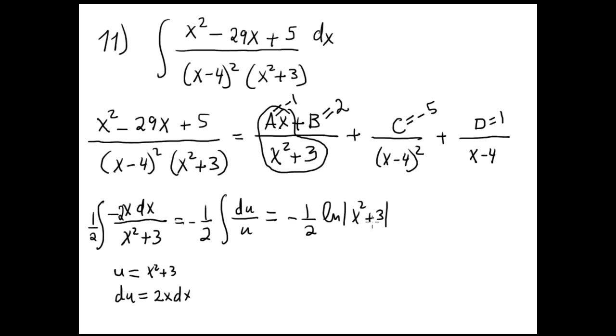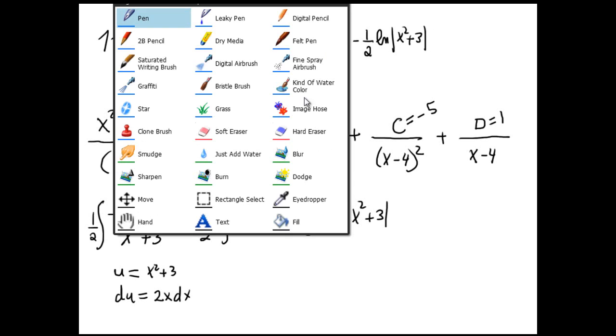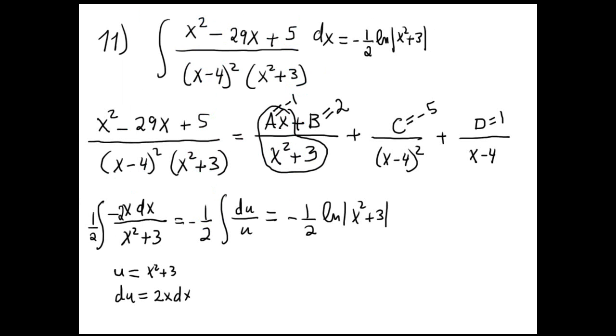Okay, this is my first answer for that part. The answer is -1/2 natural logarithm absolute value of x squared plus 3. And we continue working.